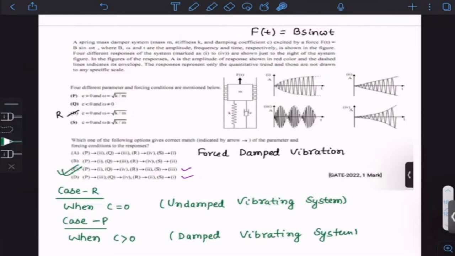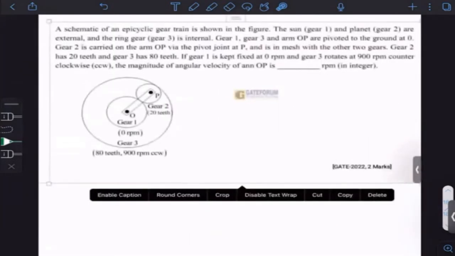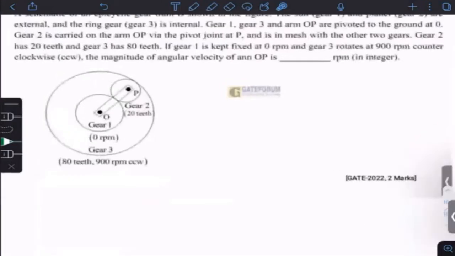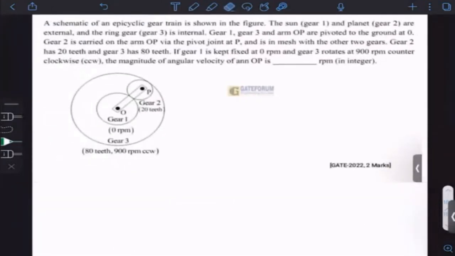Next part, guys. See, this is also a problem from the epicyclic gear train. Maybe you are aware of the epicyclic gear train problem. Can anyone please try it? How can we solve it? We have done so many problems based on this. Can anyone solve, please? Quite simple.